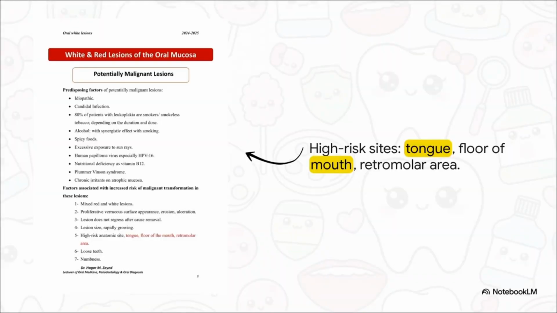When reviewing the source material, you'll notice a huge emphasis on identifying danger zones. The tongue, the floor of the mouth, and the retromolar area are explicitly highlighted as high-risk anatomical sites. If a clinical vignette places a lesion in any of those 3 spots, prioritize malignancy in your differential immediately.